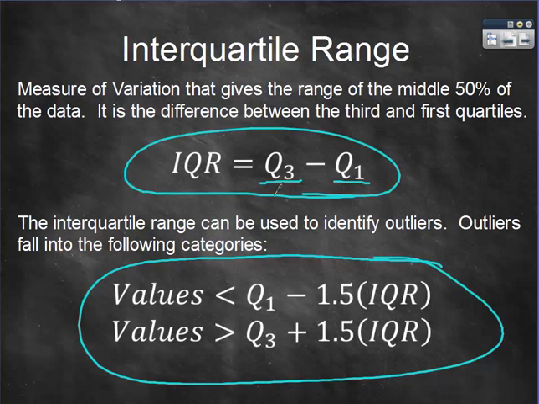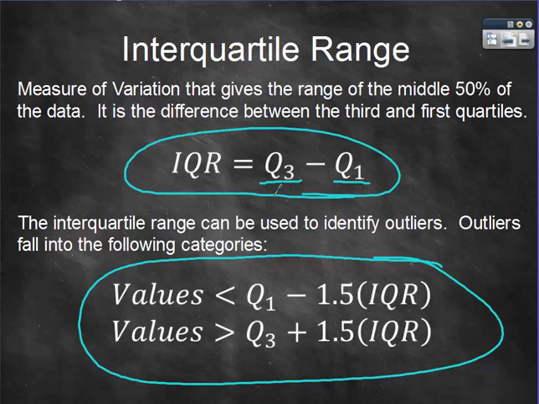screen get there. Once you have the interquartile range calculated, you can simply go through and say, well, any values that are less than the value for quartile 1 minus 1.5 times the interquartile range are outliers, and any values that are larger than quartile 3 plus 1.5 times the interquartile range are going to be outliers.